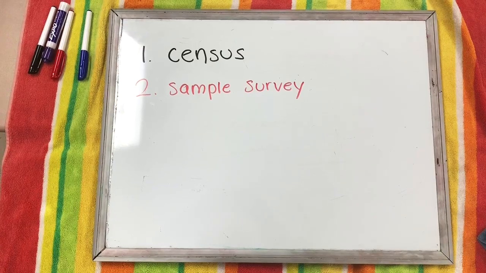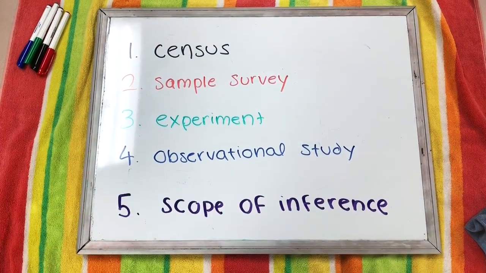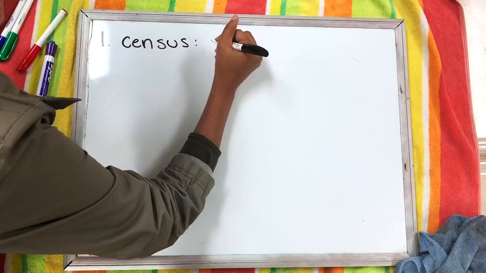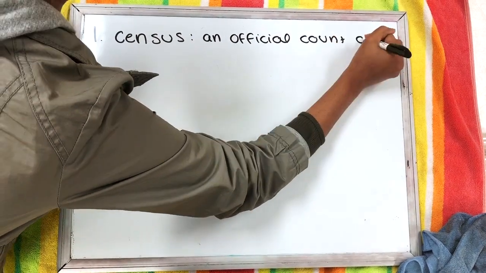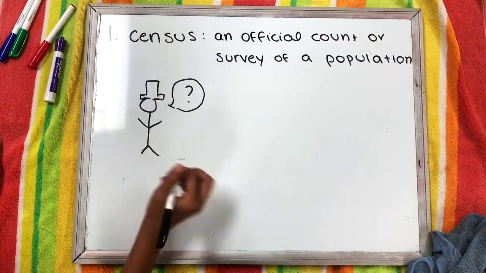In this video, we will be going over the different methods to obtain data, whether it be from a survey or an experiment. The first method, which is also the most accurate, is a census, which is an official count or survey of a population, typically recording various details of individuals.